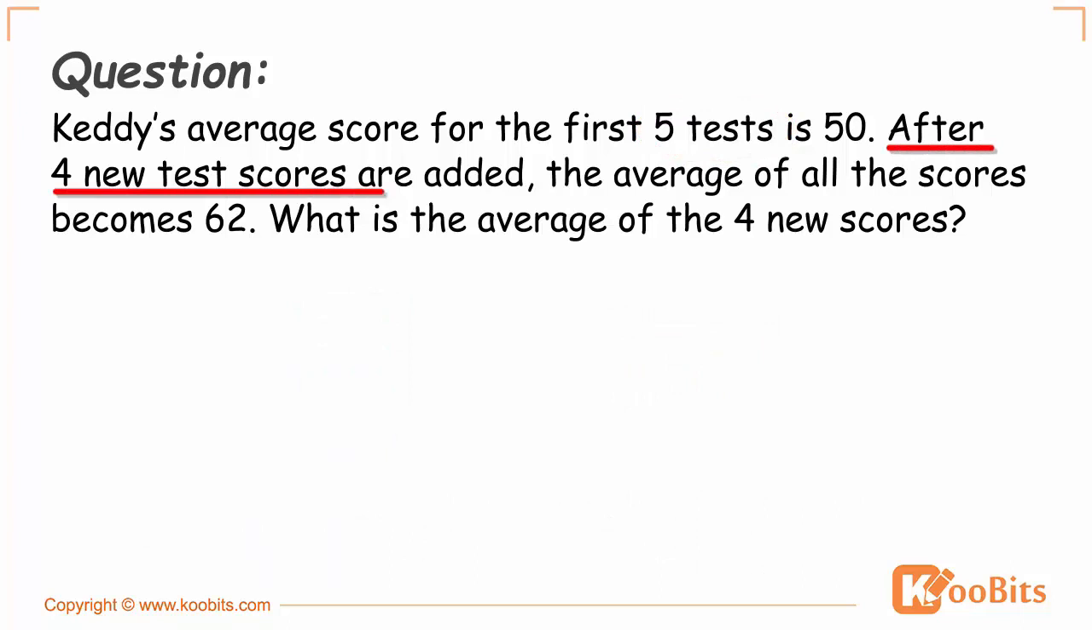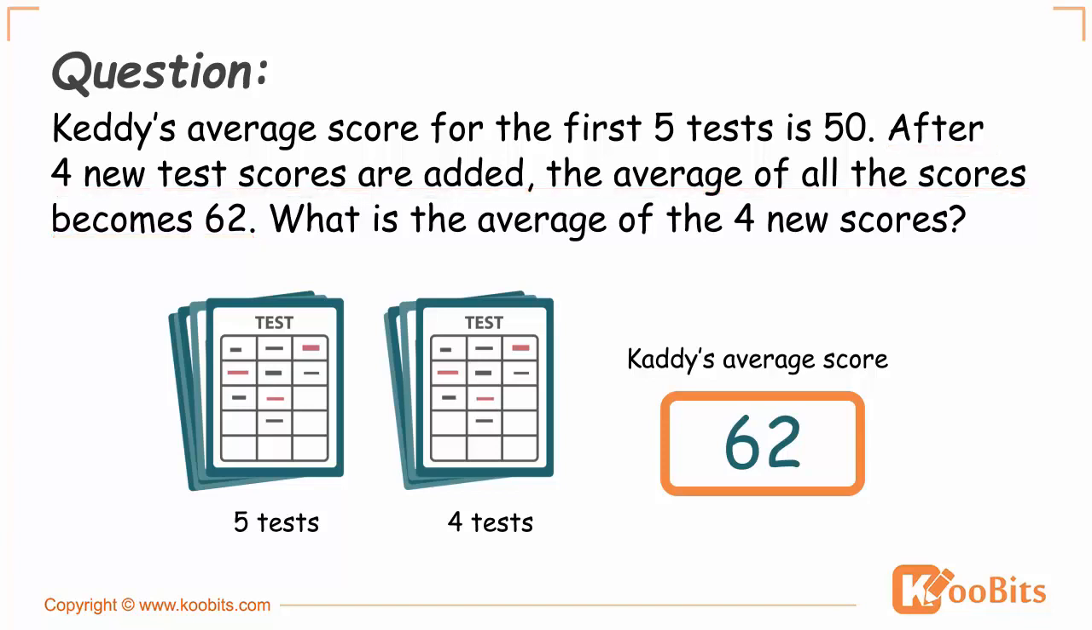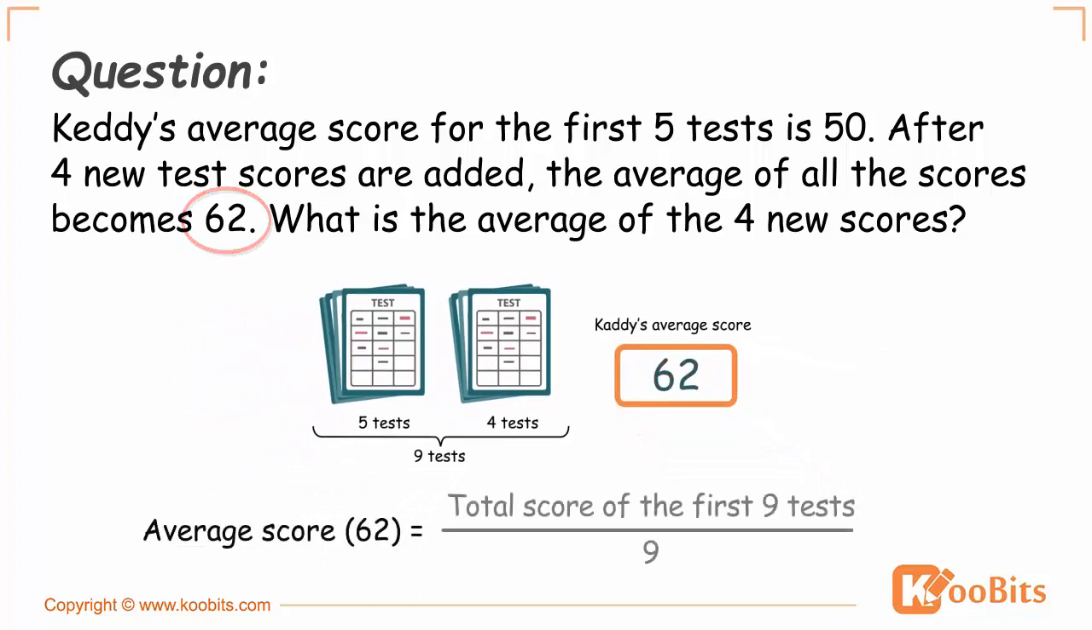After 4 new test scores are added, the average of all the scores becomes 62. Now, after an additional 4 tests, how many tests in total are being considered in the calculation of average score of 62? Yes, it's 5, the first 5 tests, plus 4, the additional 4, equals 9 tests in total. The average, 62, is equal to the sum of data, total score of the first 9 tests, divided by the number of data, 9 tests.